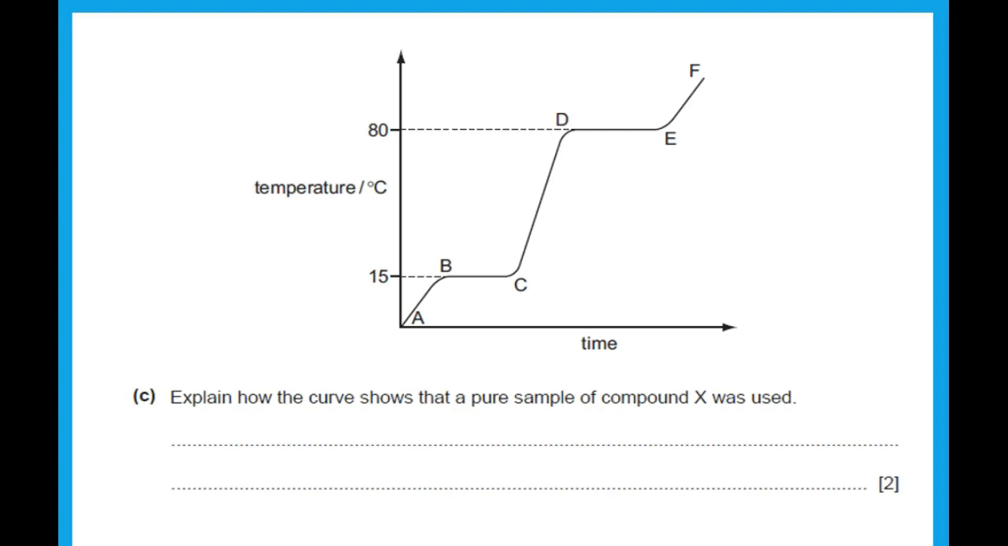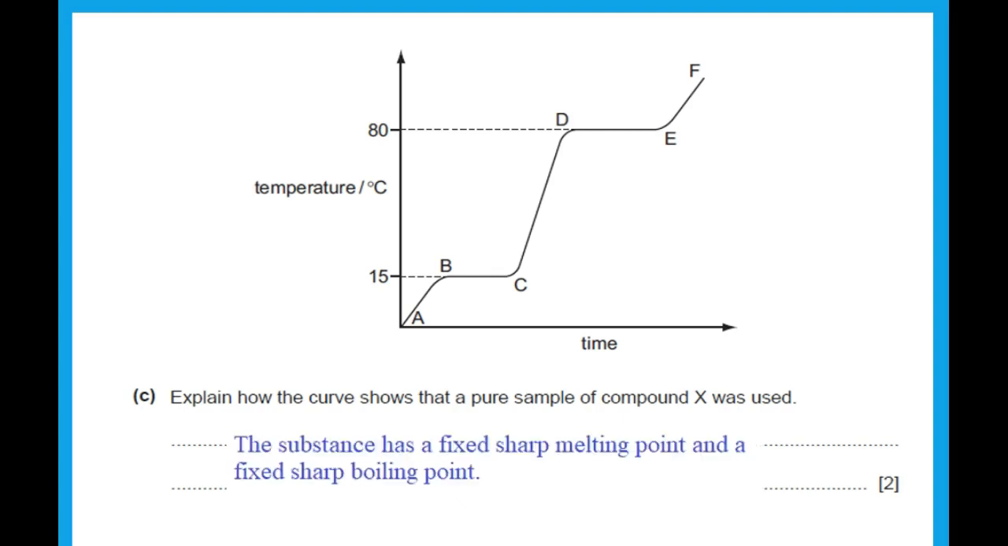Okay, now he's saying, explain how the curve shows that a pure sample of this compound was used. If I look at the curve, you can see that B and C, which we should know is melting, is happening at a specific temperature, which he says is 15 degrees centigrade. The D and E, that is boiling, that also is happening at a specific temperature. That shows me that the sample is pure. So it is pure because the substance has a fixed sharp melting point and a fixed sharp boiling point.